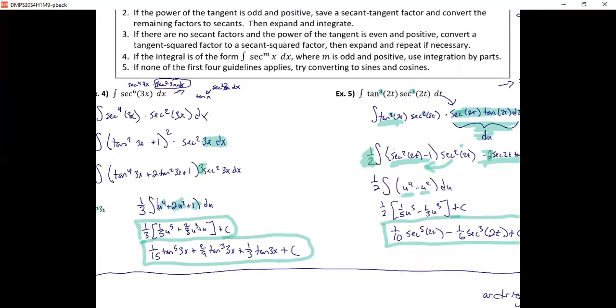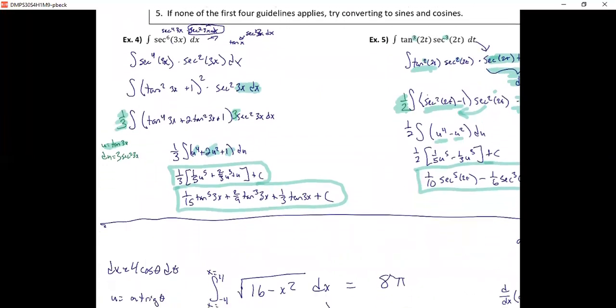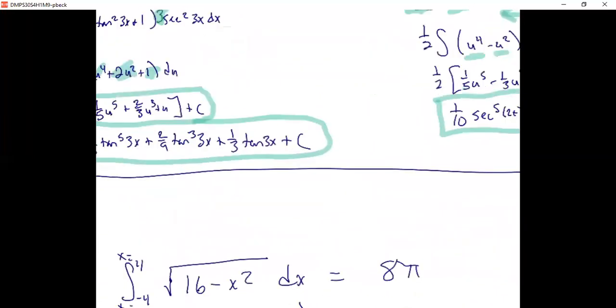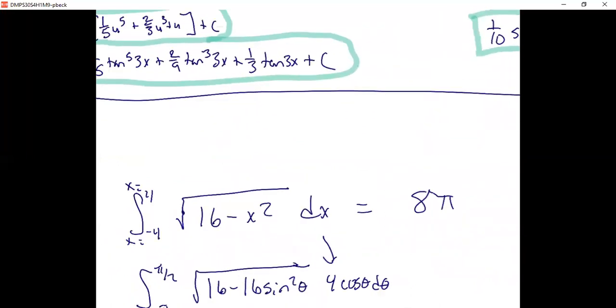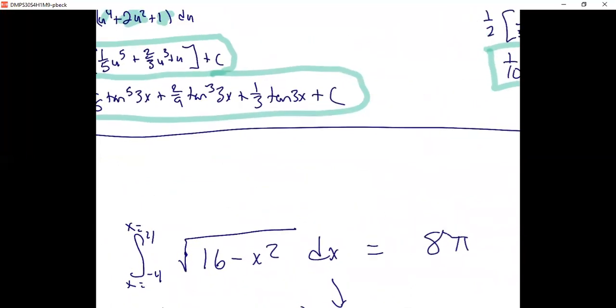Our next topic, my question is, what is the integral from -4 to 4 of the square root of 16 minus x squared dx? That answer is 8 pi because we can think through this geometrically. This is a semicircle with a radius of 4, so 1/2 pi r squared, aka 8 pi.